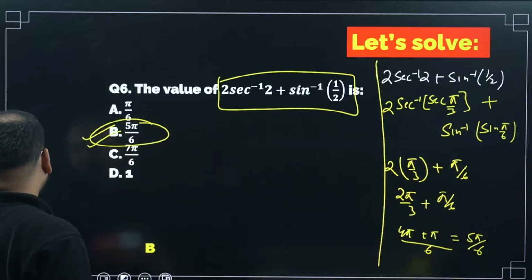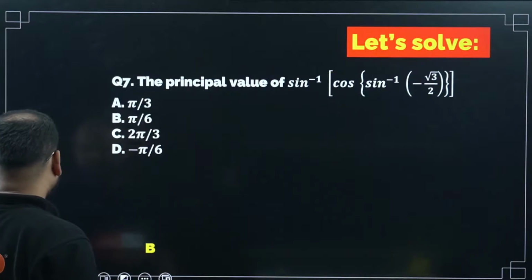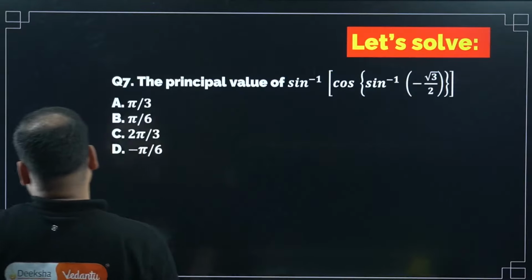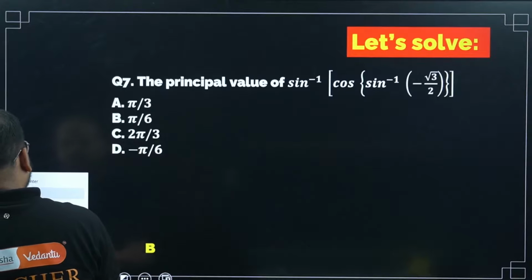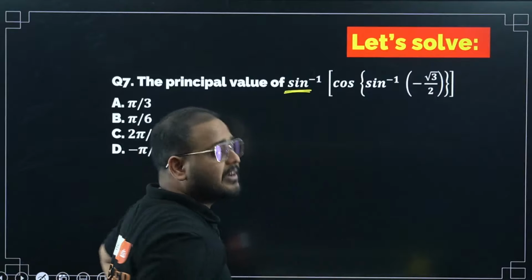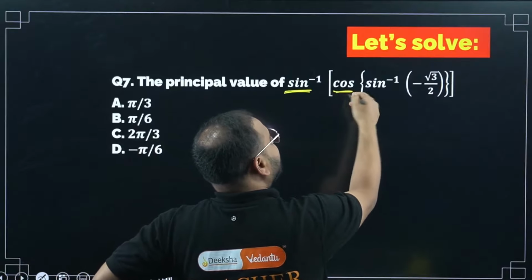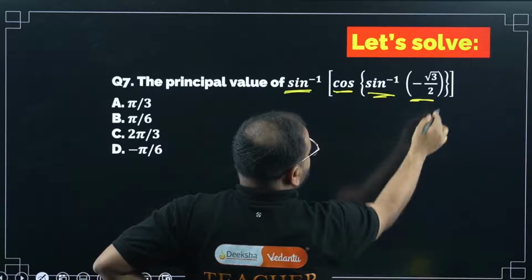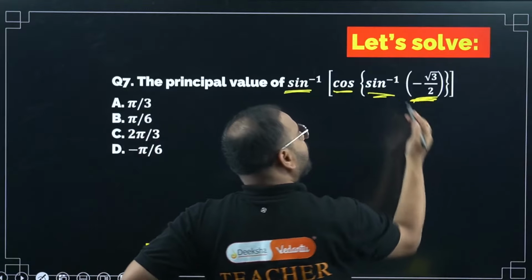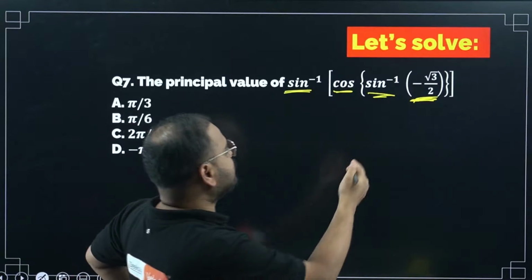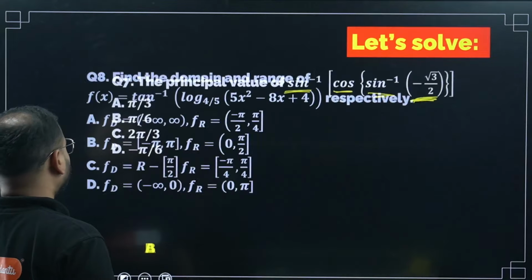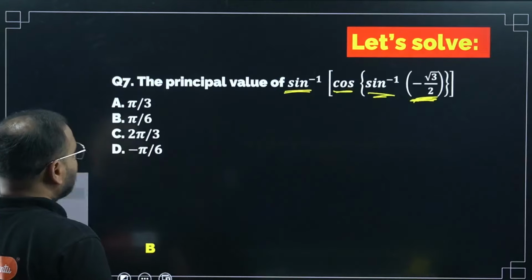Moving on. Okay, seventh. Now this has a series of trigonometric and inverse trigonometric functions. First is sine inverse operating on this big bracket, which is again operating on this bracket, operating on this bracket. So I will start from where? From the domain part. What is the domain? Minus root 3 by 2 for this question. So I will start from there.